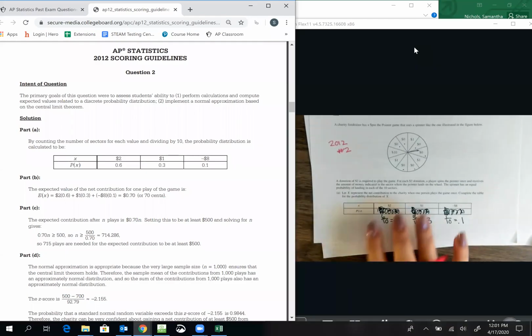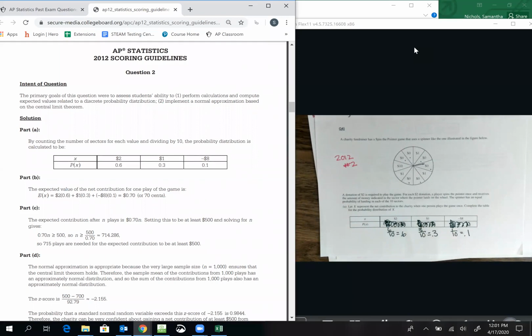All right, so we're moving on to question 4 of the probability FRQ packet. So this question is from 2002. This is number 2. So just Google 2012 scoring guidelines, question 2, if you want to look at it.